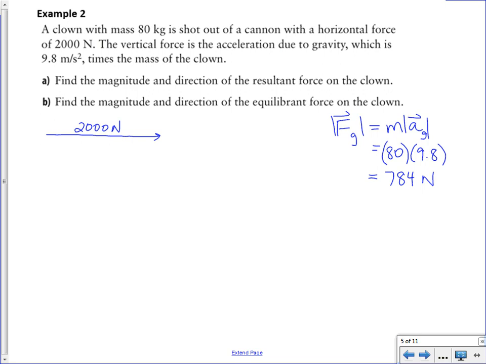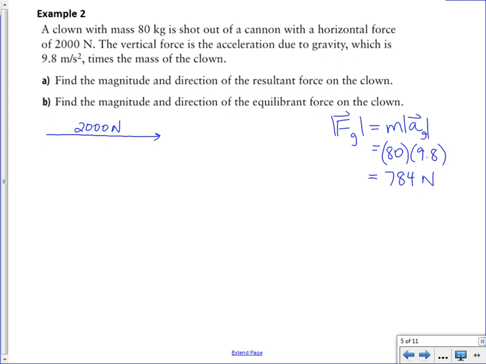Because immediately after it's out of the cannon, what's now going to be affecting the trajectory of the clown? Gravity, right? Gravity is going to be aiming it hopefully towards some sort of net or padding, but there's some sort of trajectory going down. How do I account for that? There's the force due to gravity. So the vertical force, 784.